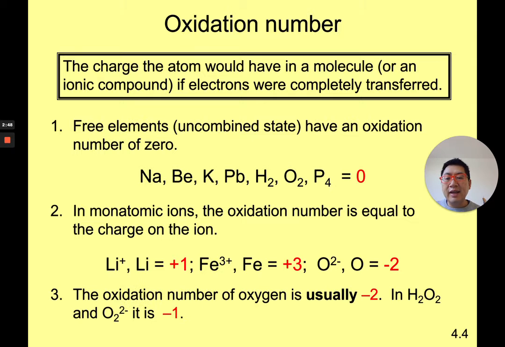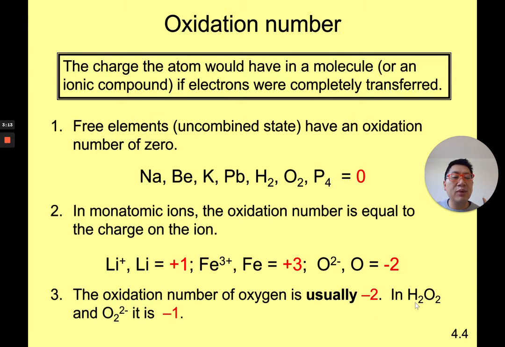Okay, next thing, again, I think there are 6 rules. Third rule: the oxidation number of oxygen is usually -2. The key word here is usually. Most of the time, 90-something percent, I don't want to put a number, so let's say 97%-ish of the time, it's -2.